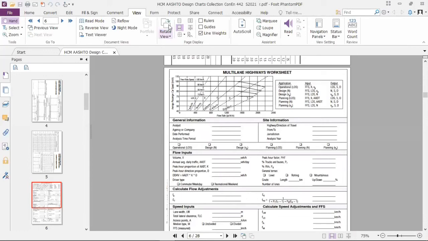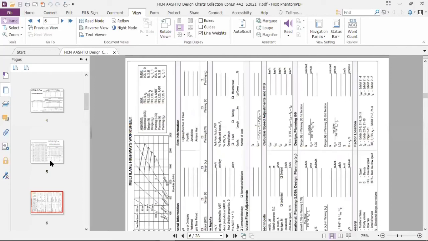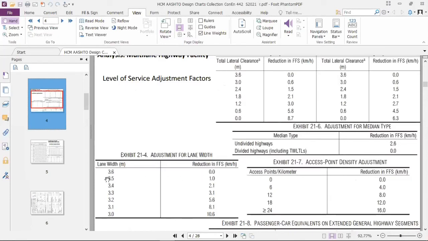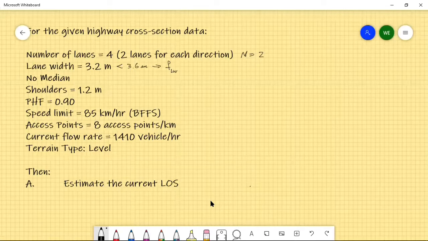Okay, let me just adjust the orientation. Here. What was the lane width? 3.2. So we have adjustment factor 5.6. So basically, the free flow speed equals the basic free flow speed minus the adjustment factor for lane width, minus the adjustment factor for lateral clearance, minus the adjustment factor for median, minus the adjustment factor for access point. Okay, so the adjusted free flow speed will be, the basic free flow speed is 85.